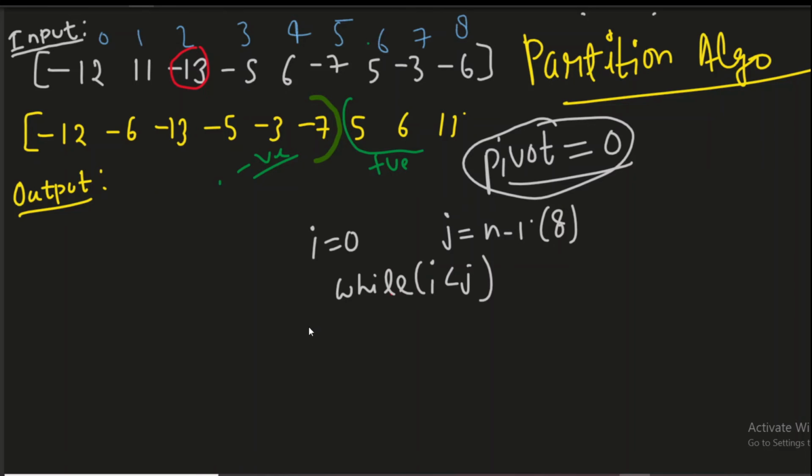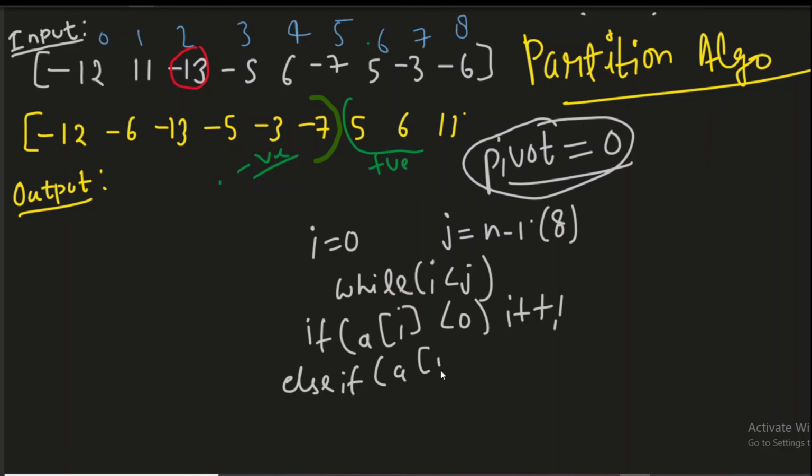We perform 2 checks. If my array at i is less than 0, we just simply do i plus plus, okay? Else if my array at j is greater than 0, we do j minus minus. That's okay. Else, if both of these 2 conditions do not meet, we enter this else condition. Here, if we are entering into this else condition, that basically means my array at i and array at j are not placed at their correct position, so we just swap them, okay?